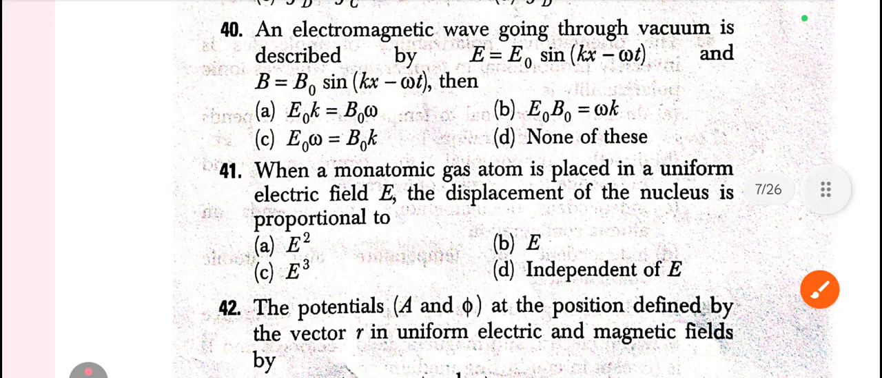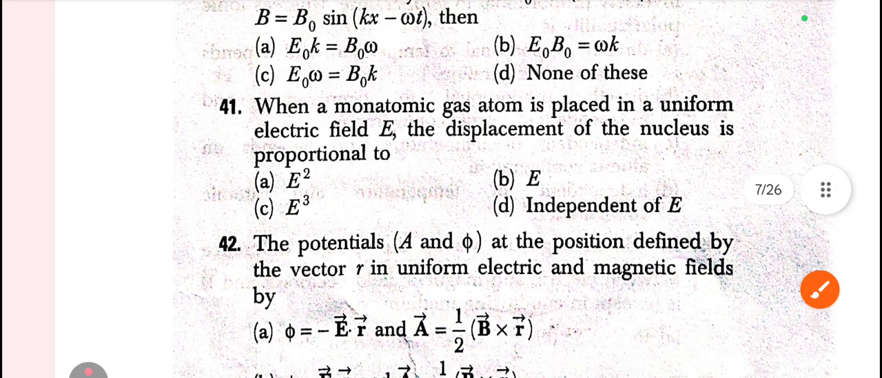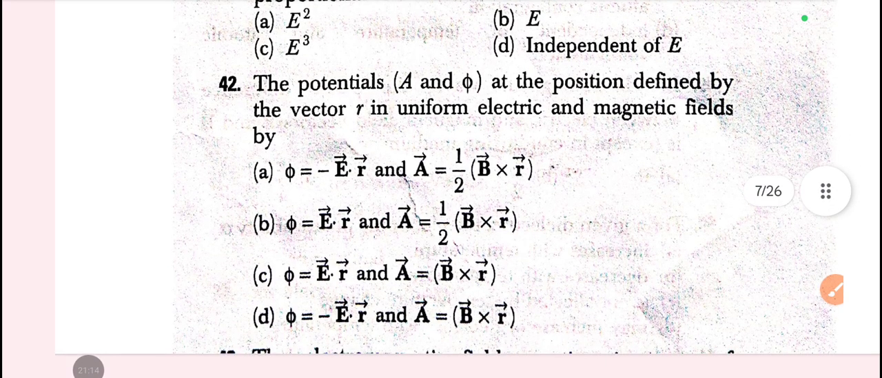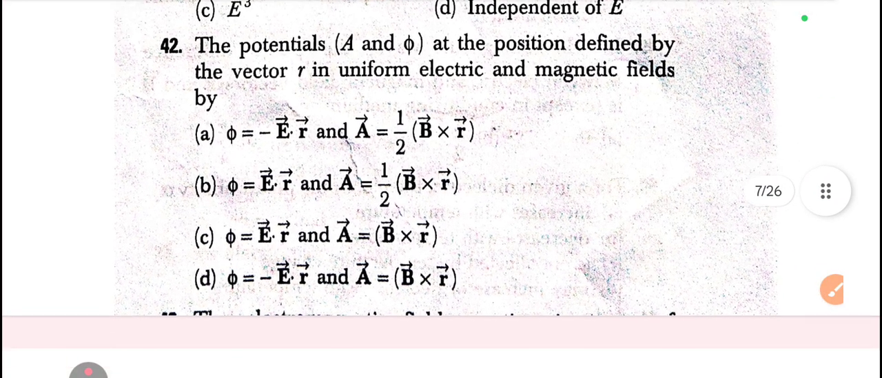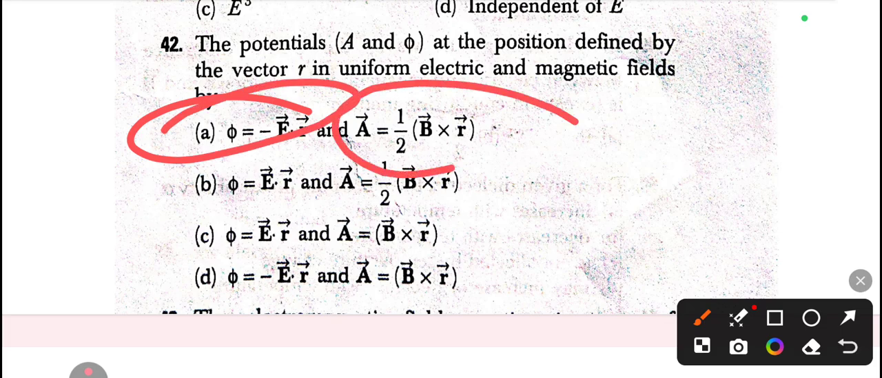When a monatomic gas is placed in a uniform field, the displacement of nucleus is proportional to E. The potentials A and phi at the position defined by the vector R in a field, for the question number 42, the answer should be phi is the scalar product of E and R with a negative sign, and A is this. Option number A is the correct option.